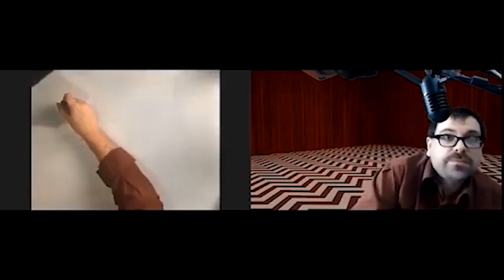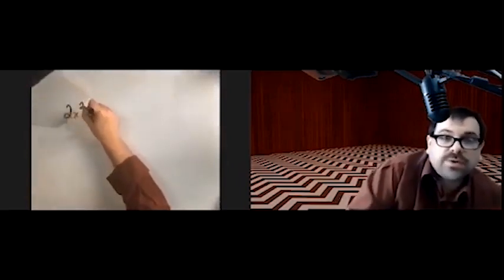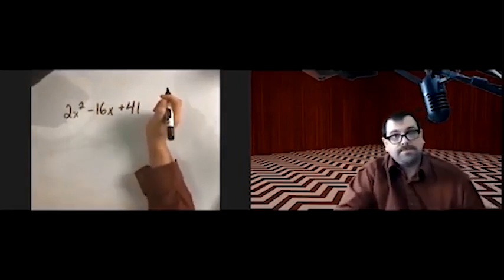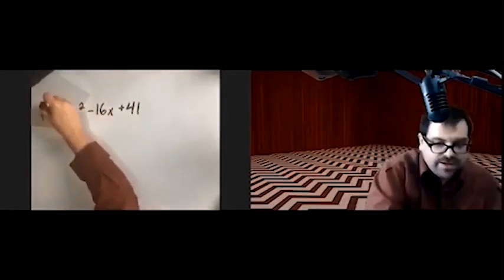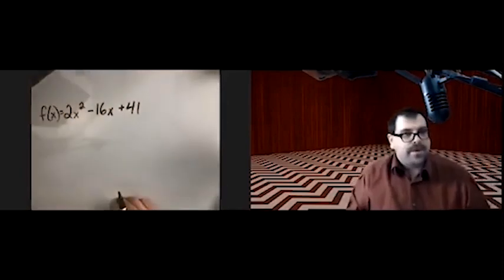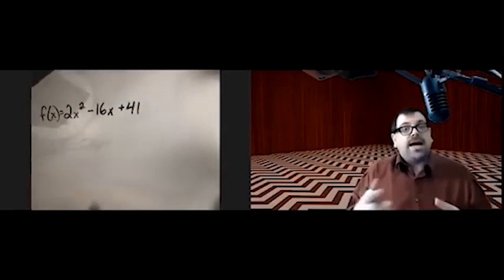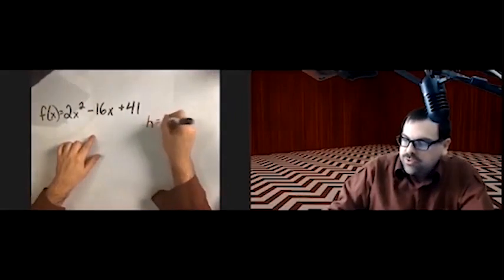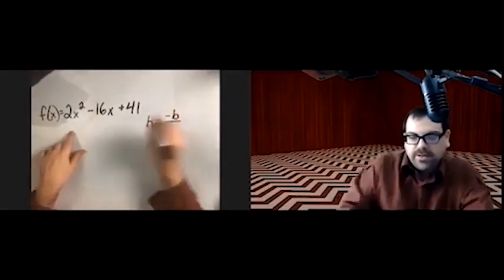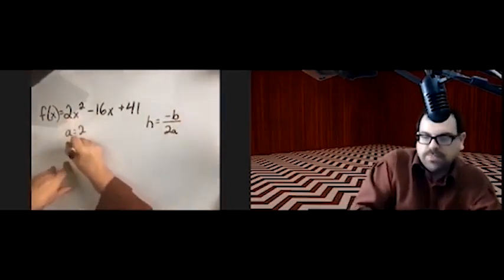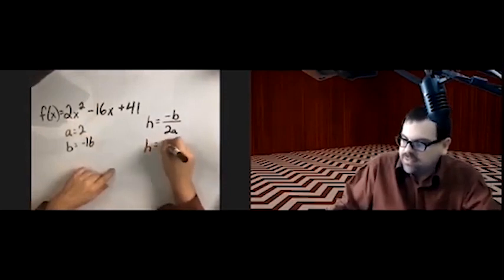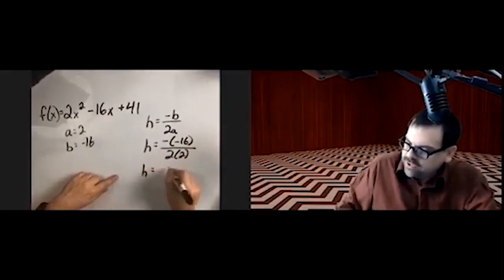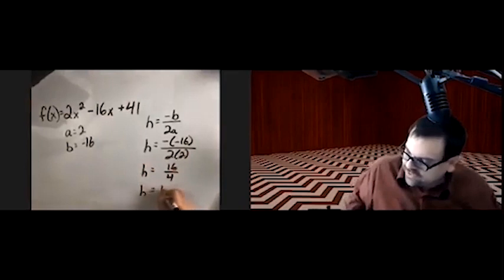If we have 2x squared minus 16x plus 41, if this is our function, f of x, we know how to find the vertex without having to put it into vertex form. We know that h would be negative b over 2a. Here a is 2, b is negative 16. So negative 16 over 2 times 2. H is positive 16 over 4. H is 4.